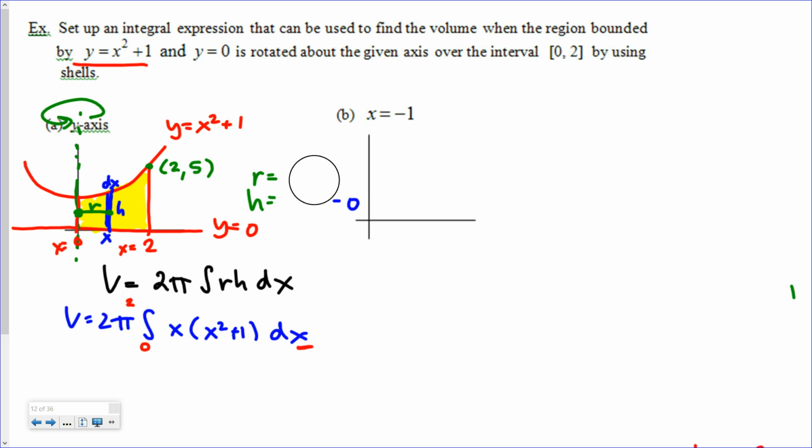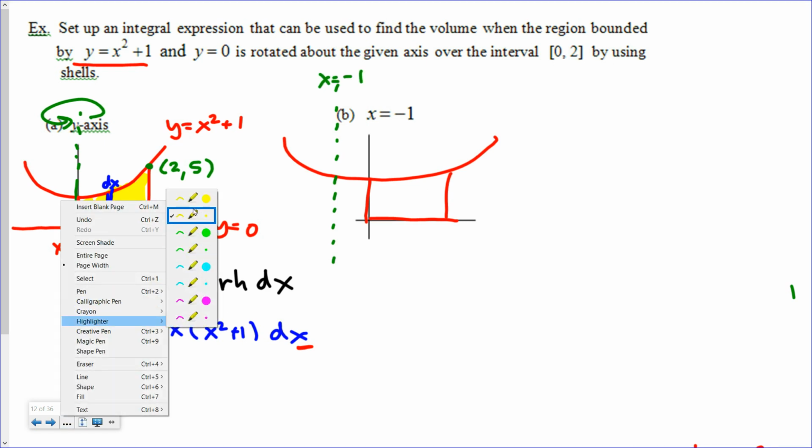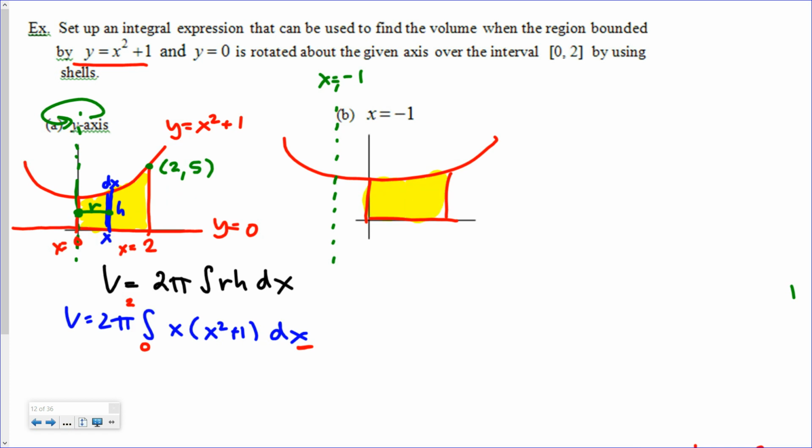Let me set up another one for you just so you can see how these are set up. If you have the same problem, but now you rotate about x equals negative 1, go to the right-hand side, guys. Do the same picture, but now we're going to rotate about x equals negative 1. So your axis of rotation here is going to be here, x equals negative 1. Shade the region, same region. And this point here is going to be 2, 5. And I'm going to go from 0 to 2. Now, instead of rotating about the y-axis, I'm going to rotate it about this x equals negative 1.